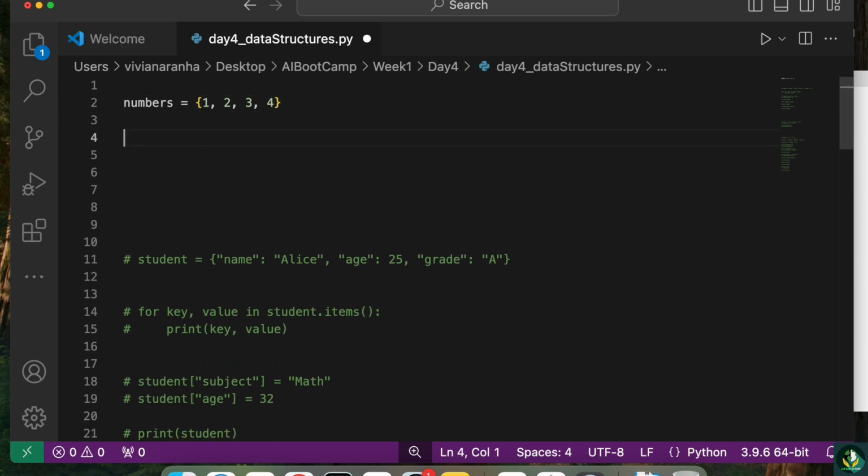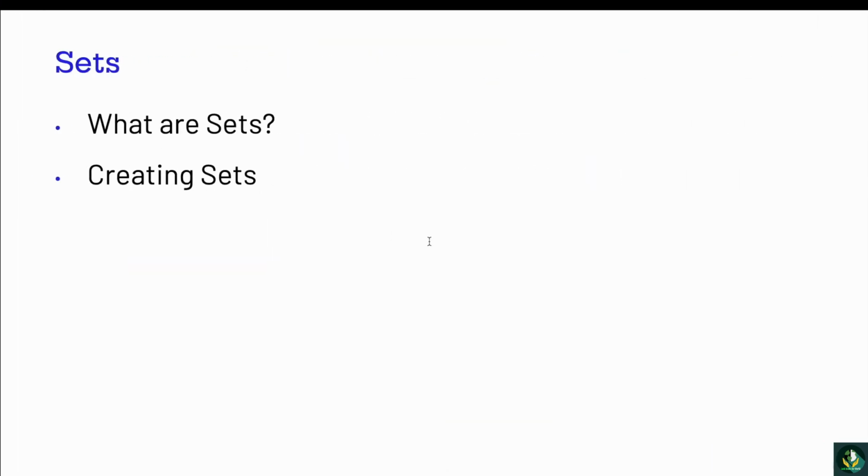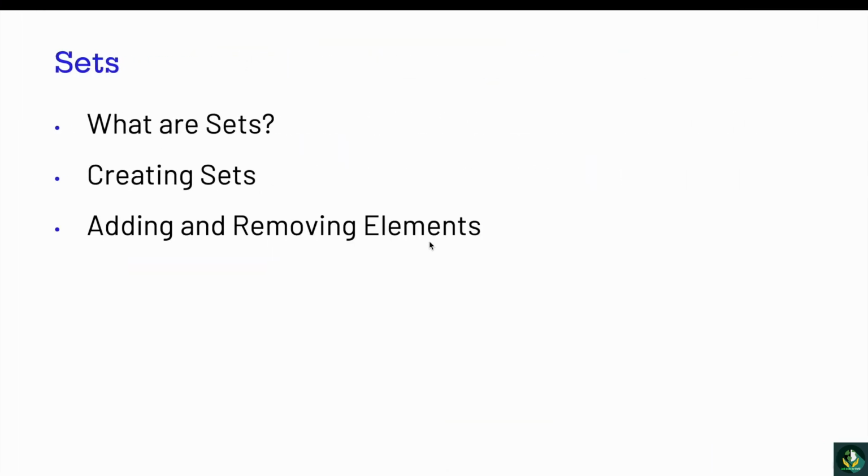You can also create an empty set. For example, I create a variable called empty set, and to create an empty set you can just say set. That's how you can create an empty set. Now, how do you add and remove elements from a set? I think that's the next topic, adding and removing elements.